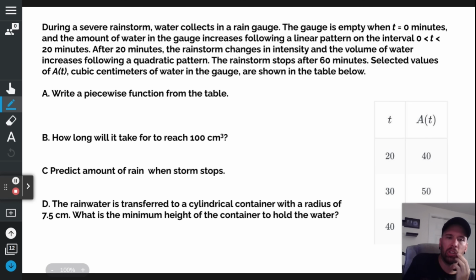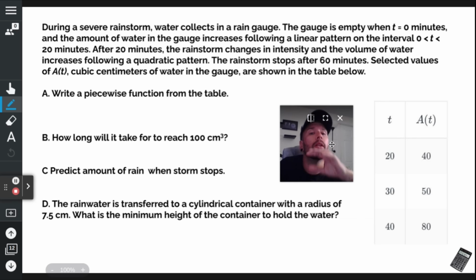I think this whole thing uses, if I recall, my graphing calculator. So let's read through the problem. During a severe rainstorm, water collects in a rain gauge. The gauge is empty at the very beginning, okay? And the amount of water follows a linear pattern up until 20 minutes. After 20 minutes, it is now quadratic. The rainstorm stops after 60 minutes. Selected values of A of t, cubic centimeters of water in the gauge, are shown below.